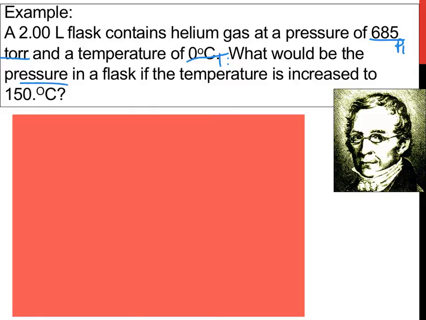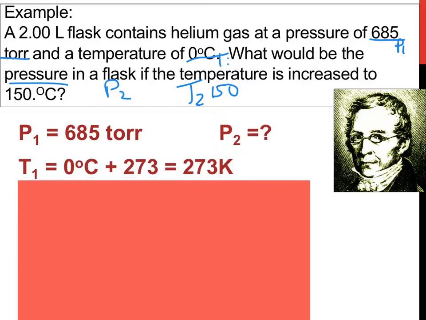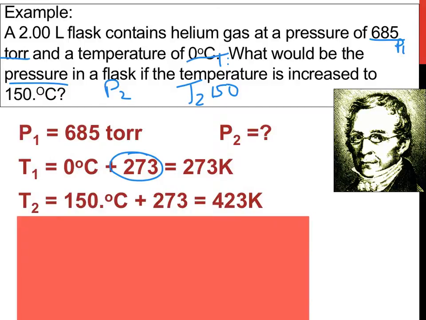What would be the pressure? So we are looking for P2 if the flask increases to 150 degrees Celsius. So T2 is 150. I'm going to write out everything that I'm given. P1 is 685 torr. Pressure 2, we don't know. We're trying to figure it out. Temperature 1, make sure that you put temperatures into Kelvin by adding 273. That's important. The second temperature, same thing, you've got to put it into Kelvin. Make sure you add that 273.